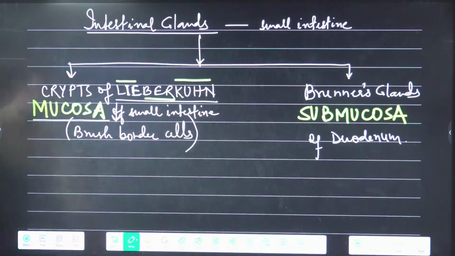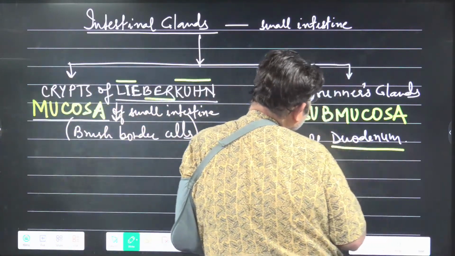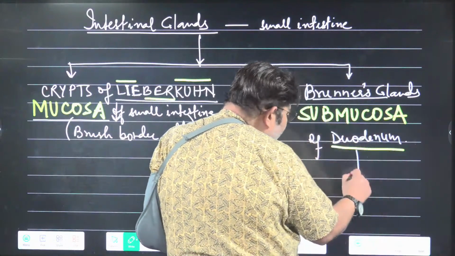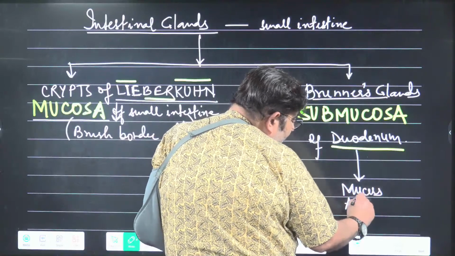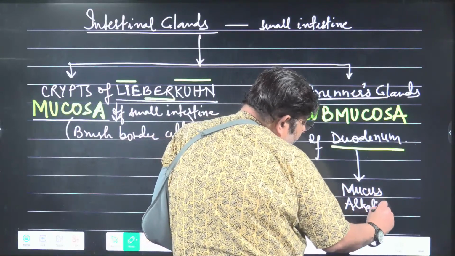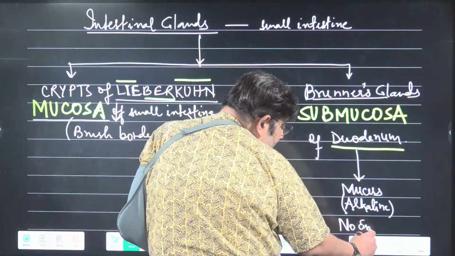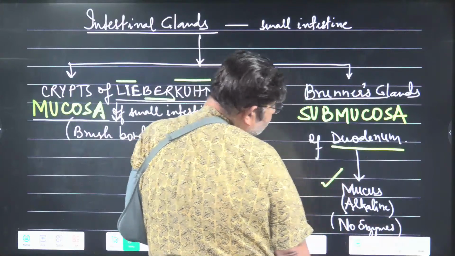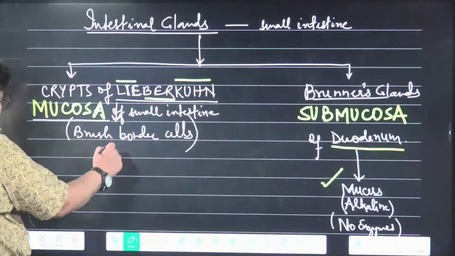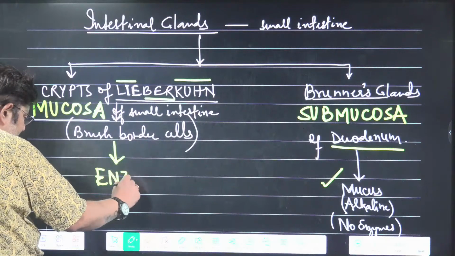Mucosa of a small intestine: duodenum, jejunum, ileum, but Brunner's glands are found in the duodenum only. What does Brunner's gland produce? It produces mucus. What type of mucus? Alkaline mucus. Any enzymes? No enzymes. It is not producing any enzymes. Alkaline mucus only. The enzymes are produced by the crypts of Lieberkühn.